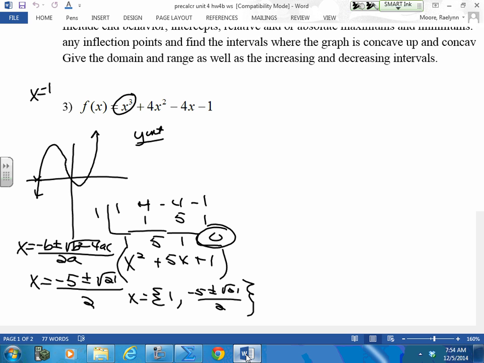So you're going to plug a 0 in. This one's the easier one. 0 plus 0 minus 0 minus 1. Y is equal to negative 1. Don't forget to do this one. It's the easier one, but because we go through all this work, we forget it.